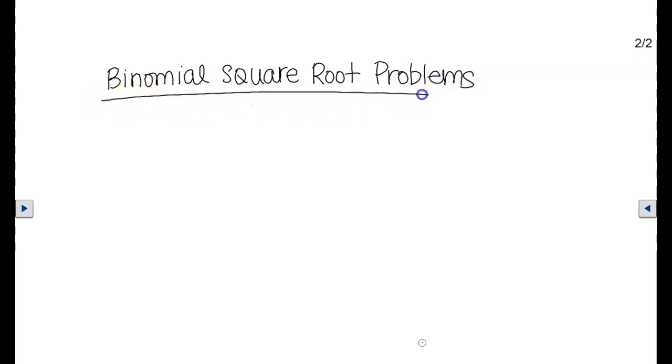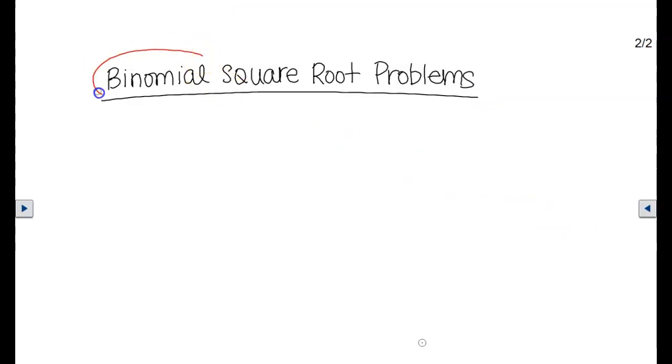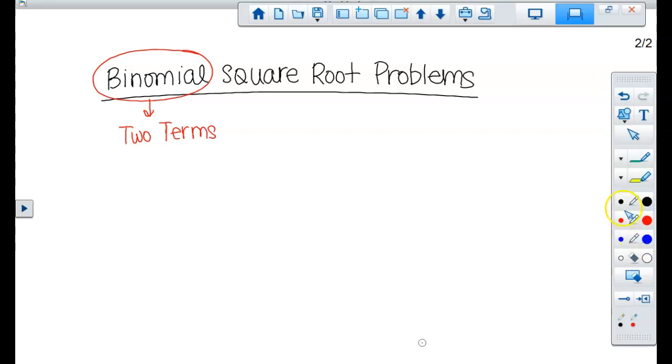So, binomial square root problems. Now, binomial is not a new word to us. We know that when we see the word binomial, it indicates that there are going to be two terms. And so let me take you back in time for just a minute, because it will connect with what we're getting ready to do today.